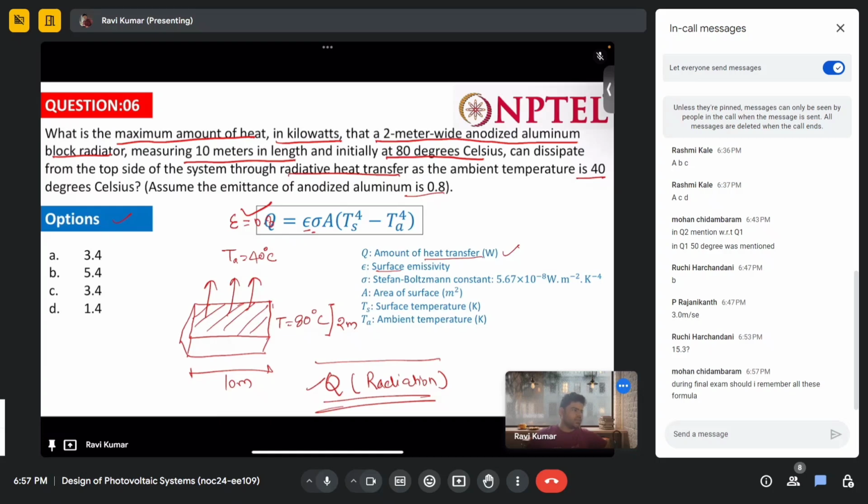These are a few formulas which you might need to remember. Actually, I don't have any idea about the final exam, how it will be, so I cannot say. But yes, a few formulas you must remember. Stefan-Boltzmann is very simple to remember. And if there is some constant, that should be given in the question also. So this sigma is the Stefan-Boltzmann constant, value is given here. A is the area, TS is the surface temperature, TA is the ambient temperature. Just put the values and find the answer.